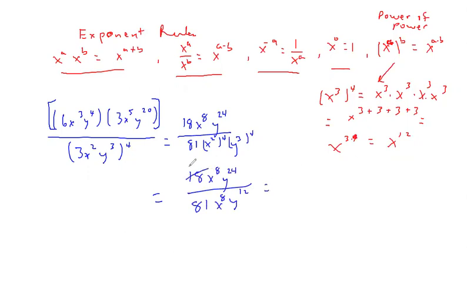So I can take a 9 out of both of these, get a 2 and a 9 there. So I get 2 ninths. X to the eighth divides into x to the eighth, and I have y to the 12th. Here we go.